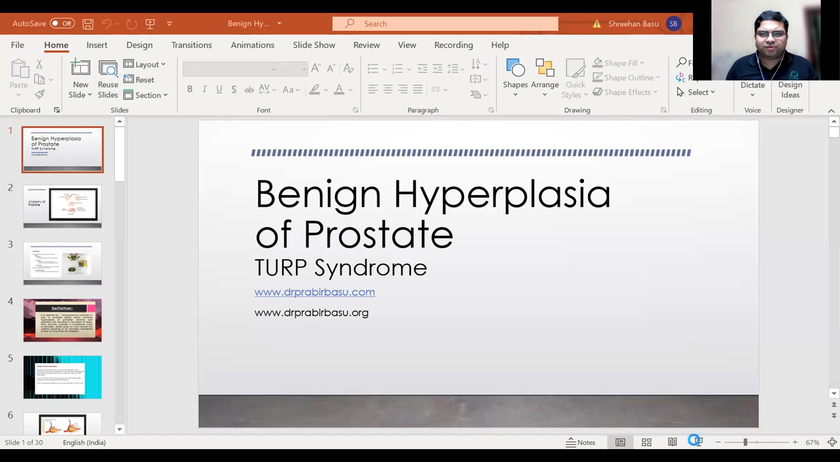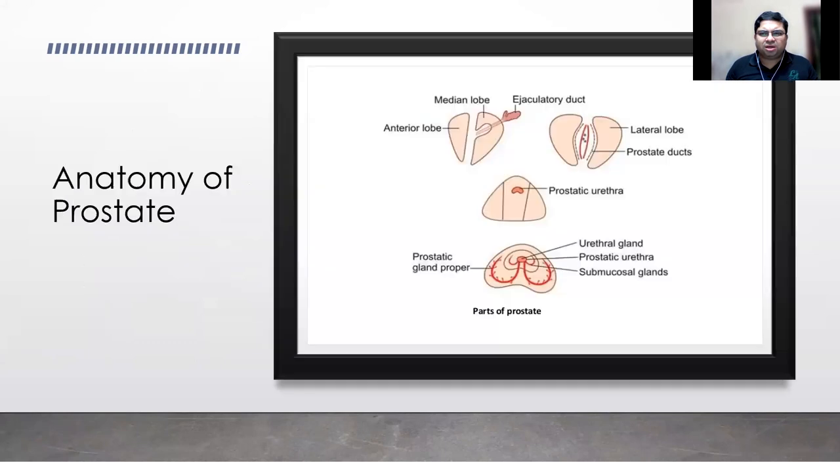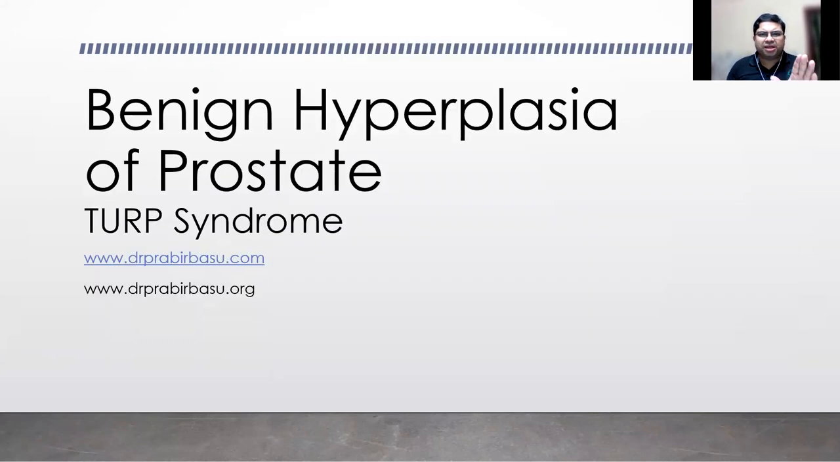Okay, fine. So this is a big issue. This is a big thing. And with that, I'll give you a short treatise on what is TUR syndrome. So to begin with, basically the definition is benign hyperplasia of prostate. What does it mean? Hyperplasia means an increase in the number of cells.